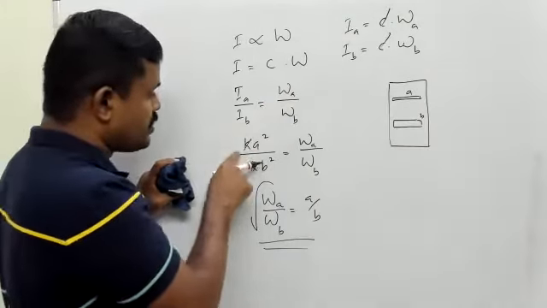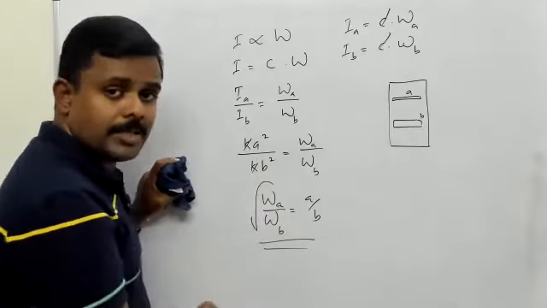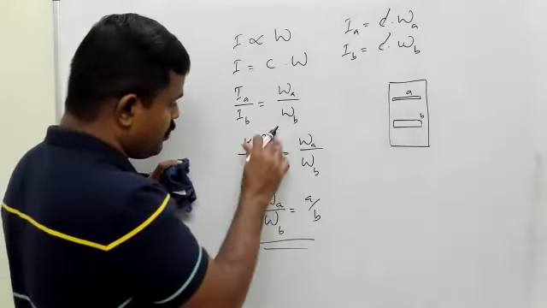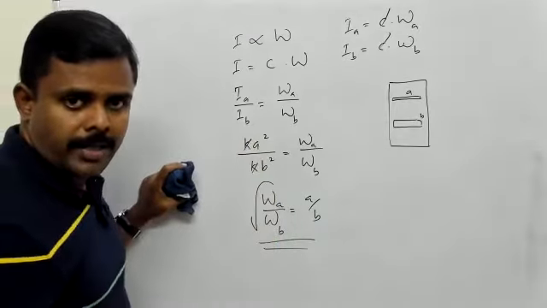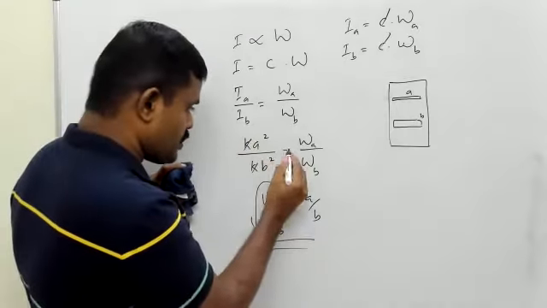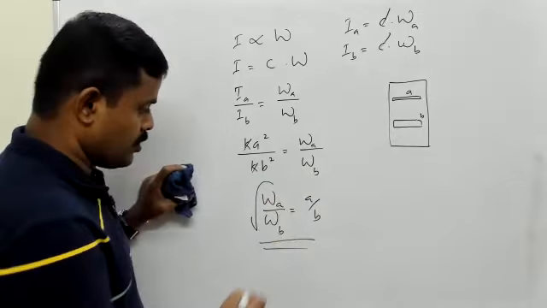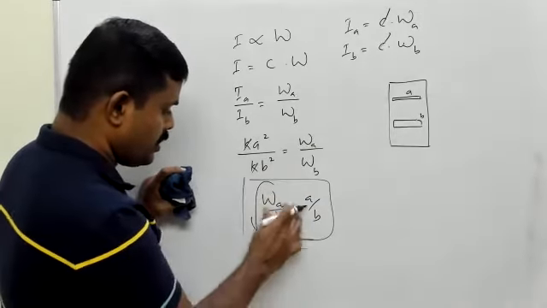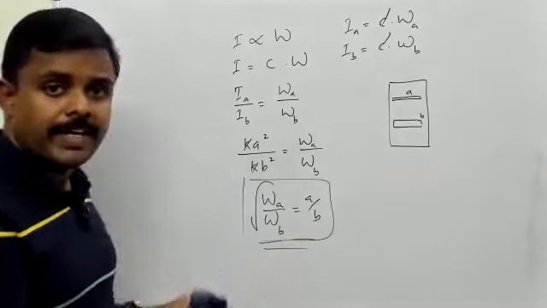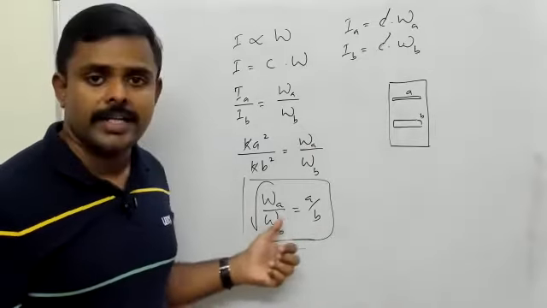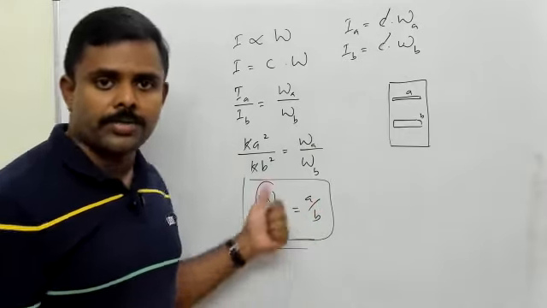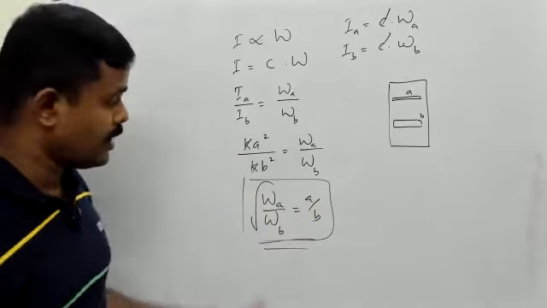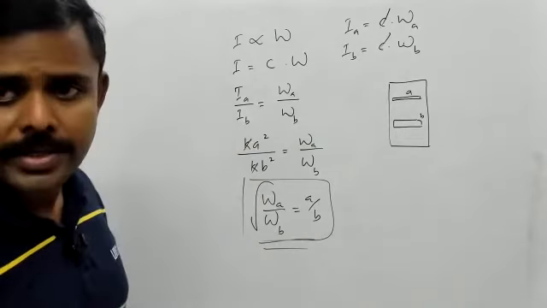Intensity of A is Ka square, intensity of B is Kb square. Cut them out. You're getting A square by B square is WA by WB. Or if you take the square root of this, you're getting A by B. So this equation alone is to be learned by heart. That's very, very important. Width of the slits and amplitudes are related by this equation: amplitude ratio is the square root of width ratio. Is that clearly understood, everyone?